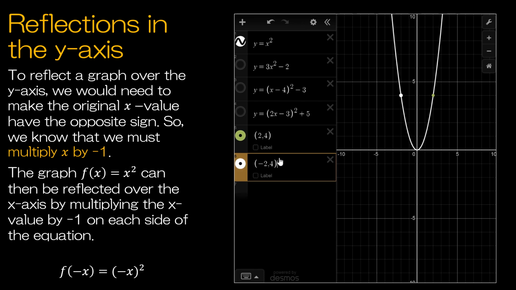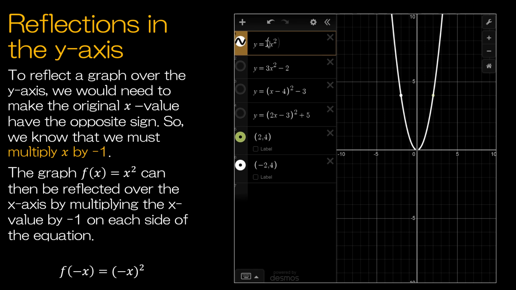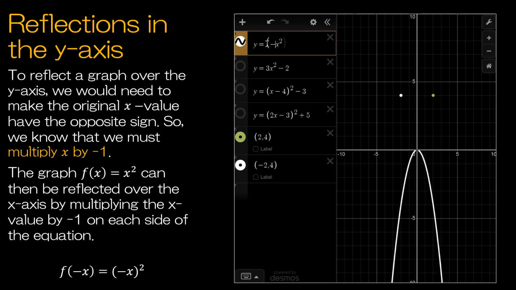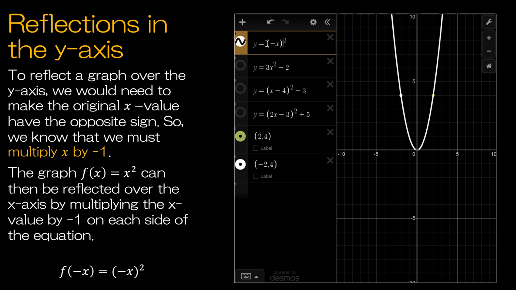Now, I want you to notice that that point is already on our graph because the parent function of y equals x squared is an even function. So if I were to make the x value negative, we can see that it's the exact same graph that I had before. And the same would go for our second example.